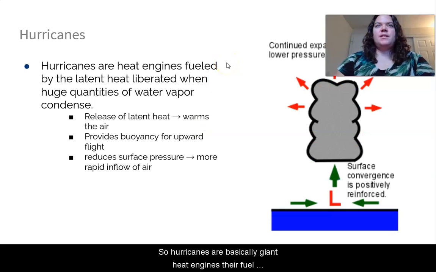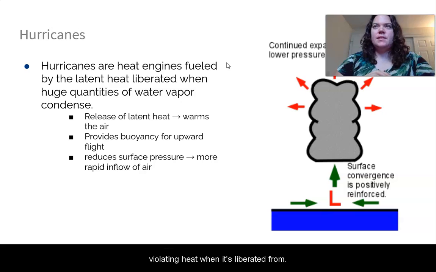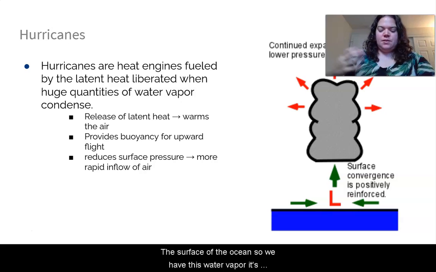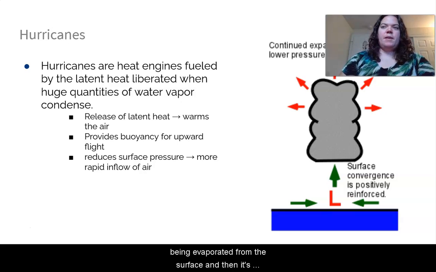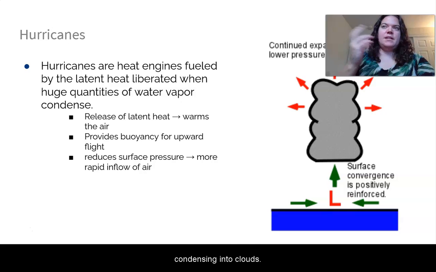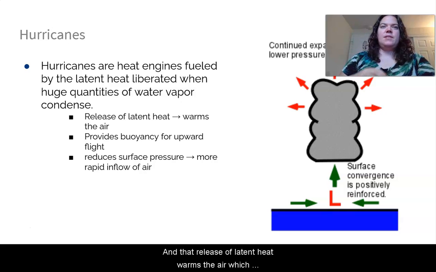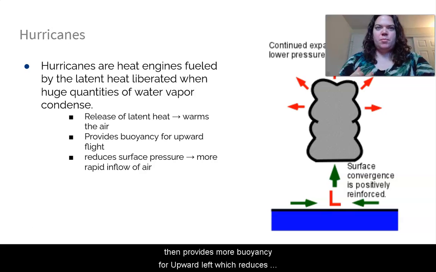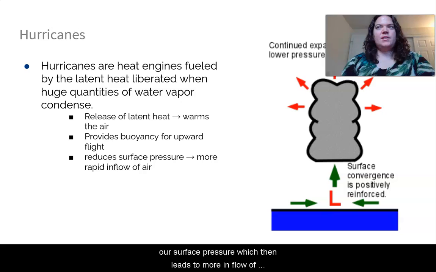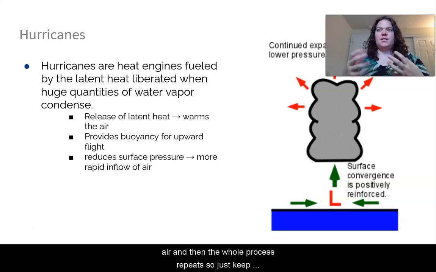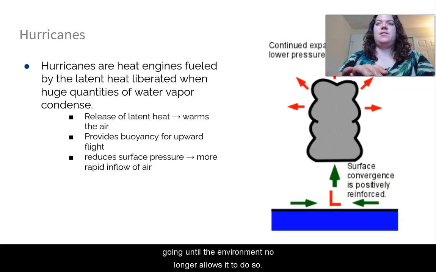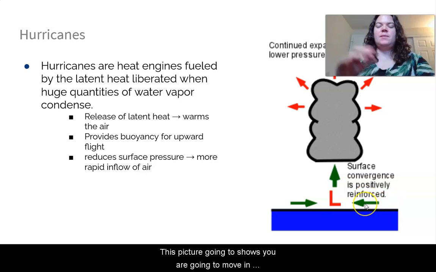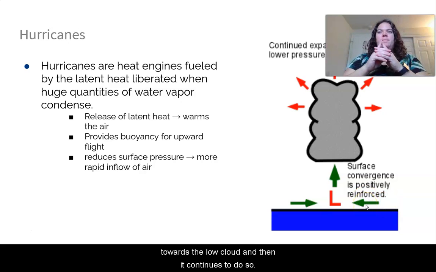Okay, so hurricanes are basically giant heat engines. They're fueled by latent heat when it's liberated from the surface of the ocean. So we have this water vapor, it's being evaporated from the surface, and then it's condensing into clouds, and that release of latent heat warms the air, which then provides more buoyancy for upward lift, which reduces our surface pressure, which then leads to more inflow of air, and then the whole process repeats. So it'll just keep going until the environment no longer allows it to do so. So this picture kind of shows you, we're going to move in towards the low, it's going to move up, condenses into cloud, and then it continues to do so.